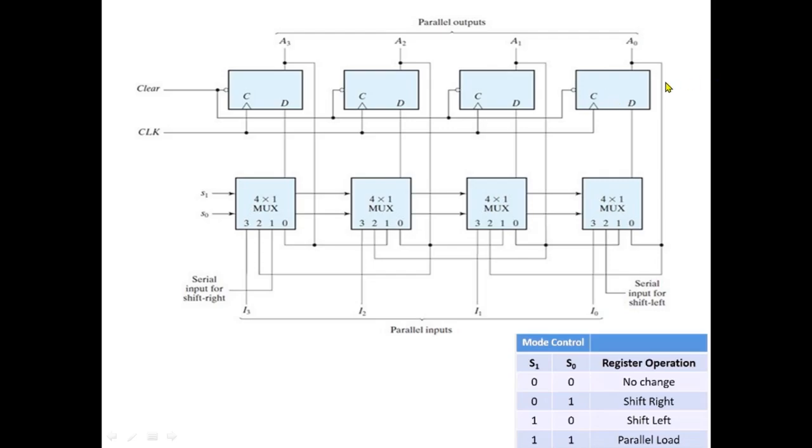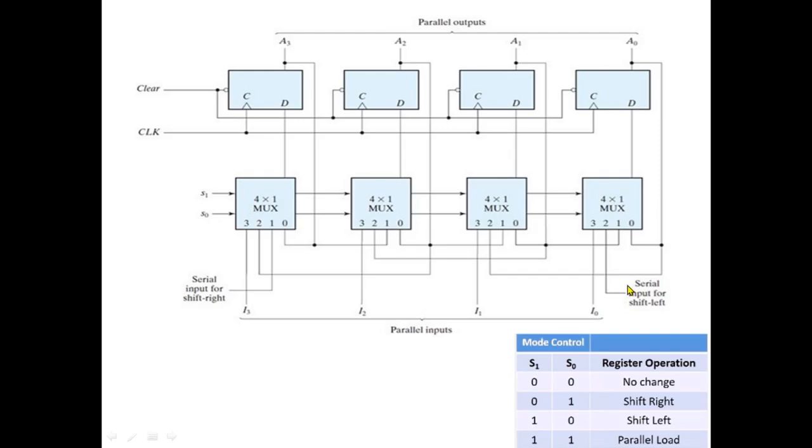That means if it is a 5-bit universal shift register, there are 5 D flip-flops and 5 4-to-1 multiplexers. Similarly, we can extend this to an n-bit universal shift register by connecting n D flip-flops and n 4-to-1 multiplexers. Why is it called a universal shift register?